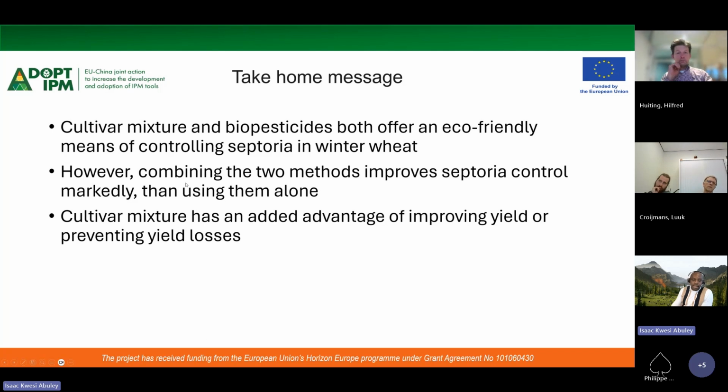However, it's important that we understand that for a cultivar mixture to be successful, it's important you compose it very well. The mixture should be made up of varieties with a good profile.